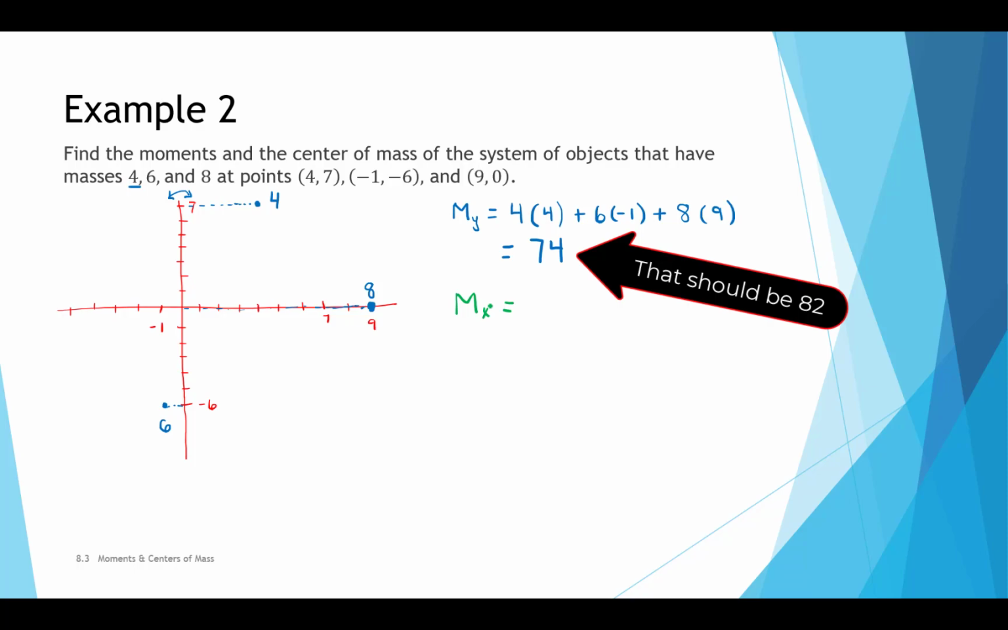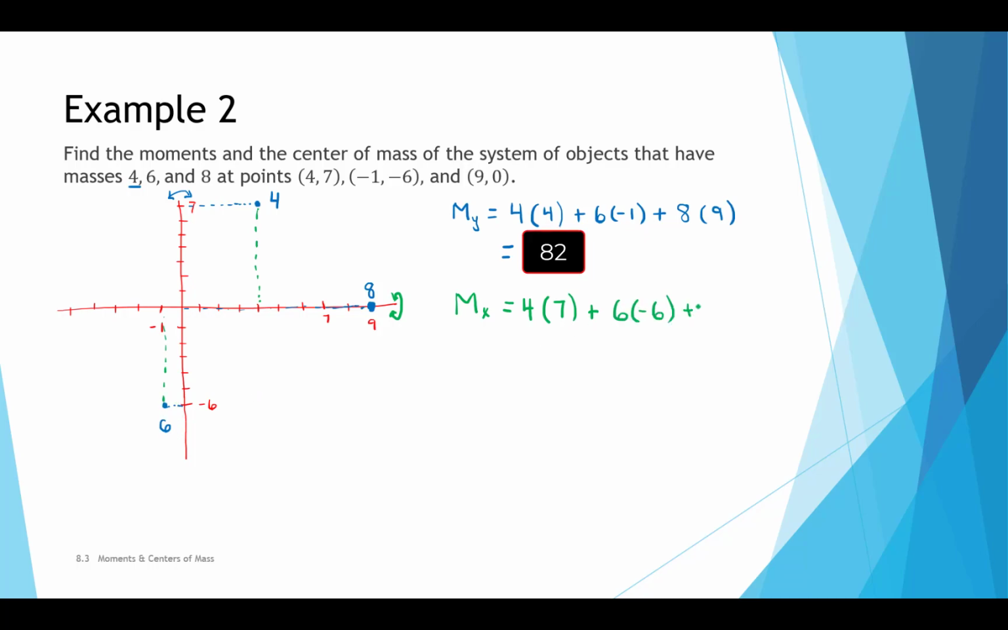When we find the moment about the x-axis, we care about the vertical distance of each point from the x-axis. So this is measuring the tendency of our system to rotate about the x-axis. Our first point up here has mass 4 and is at y value 7. Our second point here has mass 6 and is at y value -6. Our third point has mass 8, but its y value is 0. This point on the x-axis won't cause any rotation about the x-axis. So overall, our moment about the x-axis is -8.